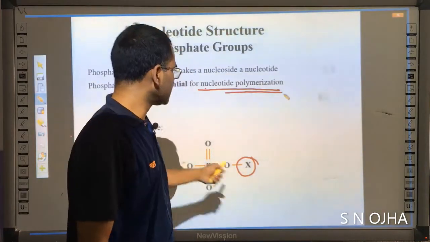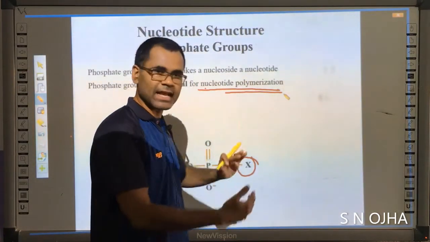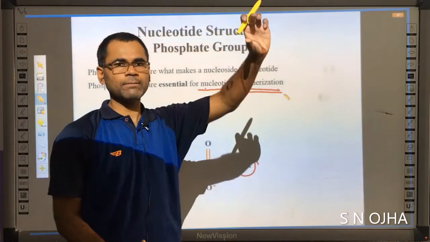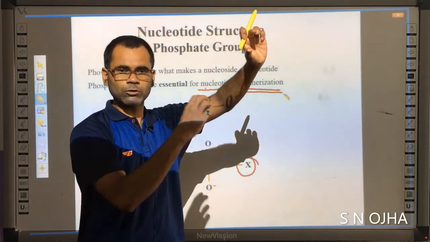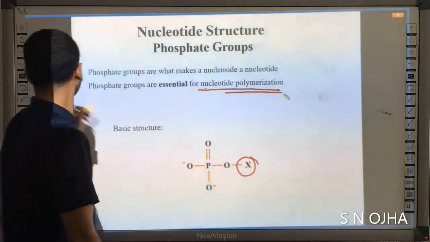In the same way, here also there is this phosphate acting as a linking part between one brick of nucleotide and another brick of nucleotide. Okay.